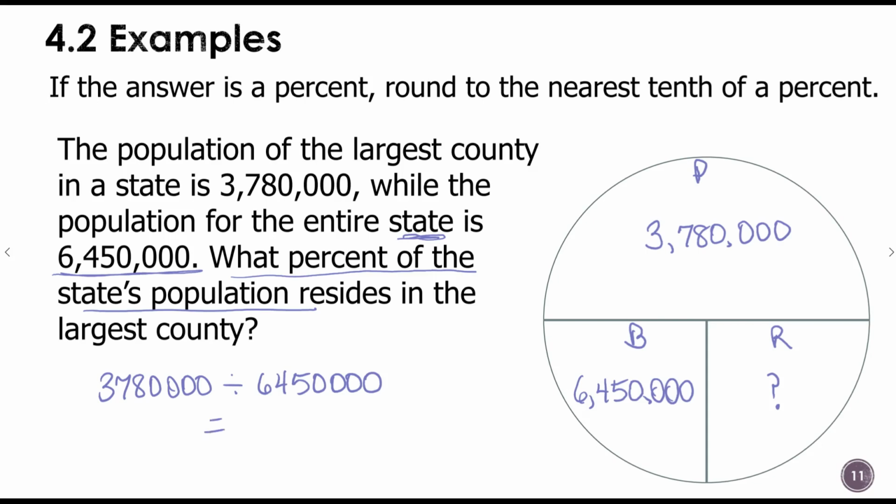And that's going to give me this decimal number of 0.5860. And then when I round that to the nearest tenth of a percent, it's 58.6%. It's handy that there's a 0 right there, right? And that's my answer. That's the rate in this case.